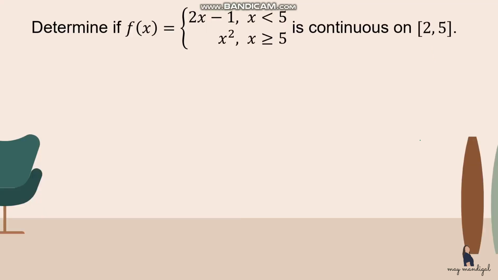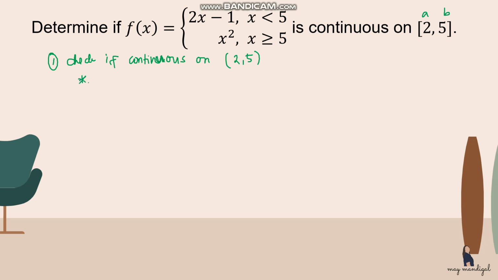Now, let's try to determine if the given function is continuous on [2, 5], 5 included. So the first thing that we have to do is to check if it's continuous on (2, 5). We're checking if it's continuous on the open interval, so we just have to change the symbols here. By the way, this is a and then this is b.